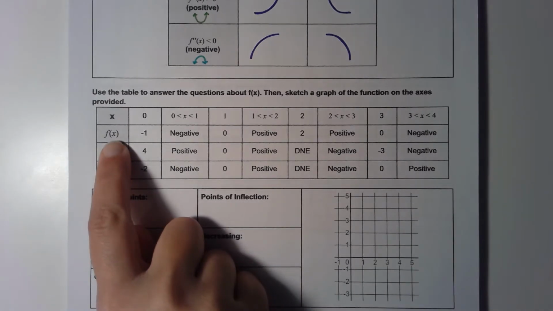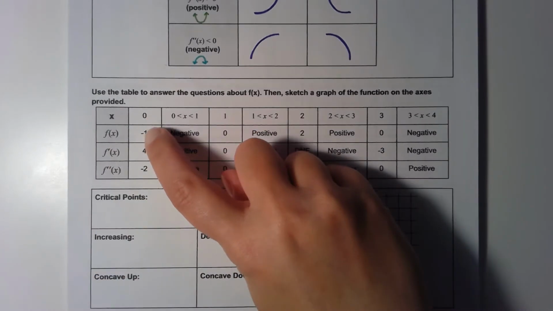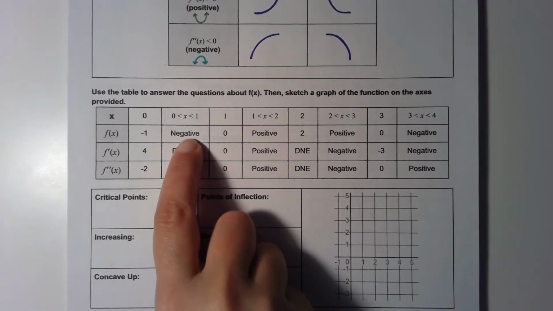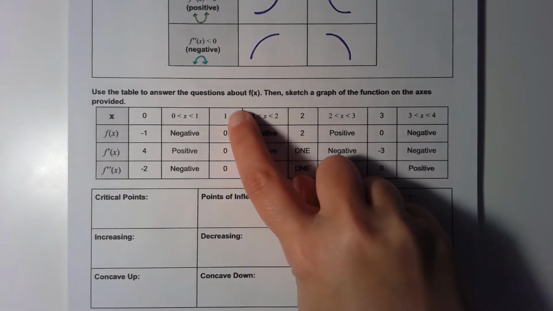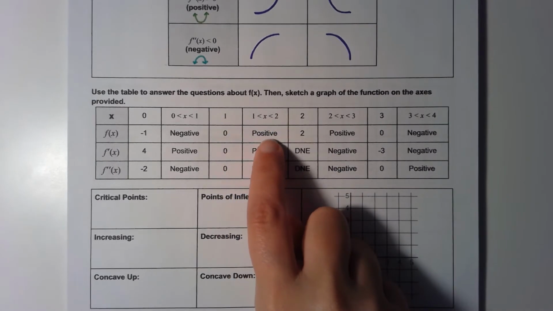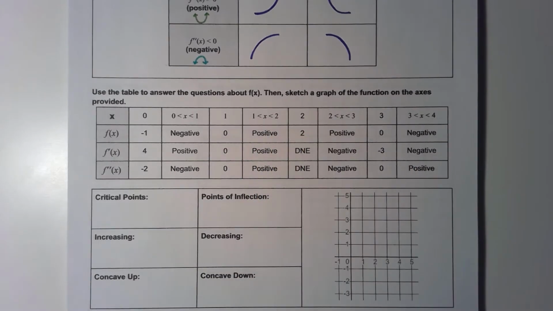So these are the output values of the function. For example, when you plug in the number 0, you get -1. Now, in between 0 and 1, all of the y values are negative. Then when you plug in the number 1, you get 0. And then in between 1 and 2, all of the y values are positive. And then when you plug in 2, you get 2, etc.